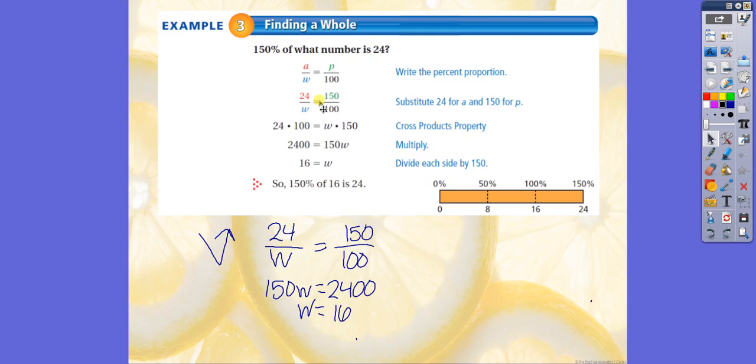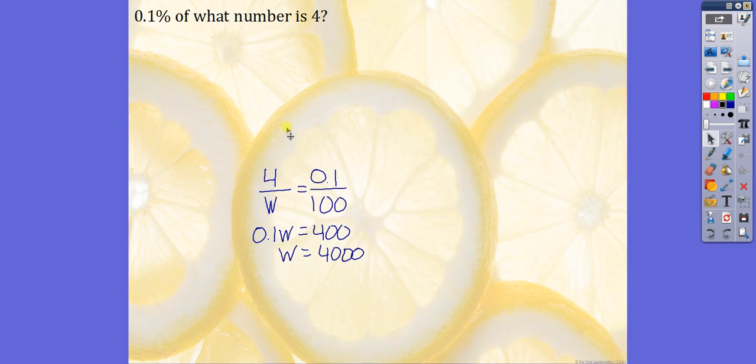And finally, we can be searching for the whole and not the part or the percent. And the process is identical. 150% of what number is 24? This time when you see of, you don't see a number, you see the word what. So that tells you right away that's what you're searching for. And 24 is the part because the percent has the percent on the end. You cross multiply and you get the whole of 16.